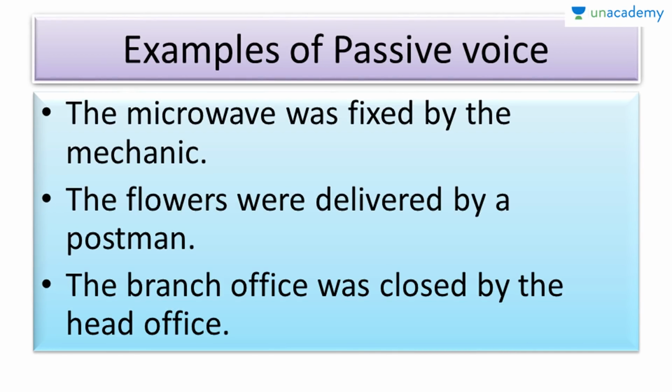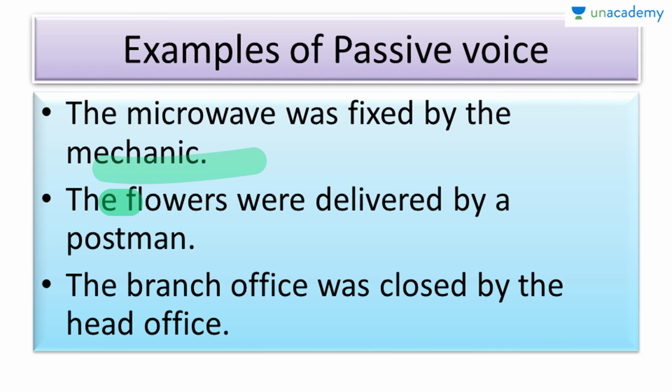Moving on. Example of passive voice. The microwave was fixed by the mechanic. Instead of saying that the mechanic fixed the microwave, we are saying in passive voice that the microwave was fixed by the mechanic. Whenever we use passive voice, we usually tend to use by in order to make sure that the sentence is spoken in passive voice.